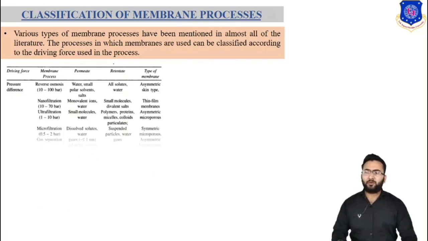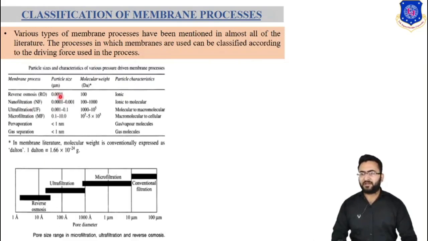These processes have different pore sizes. For example, reverse osmosis has a 0.001 micrometer pore size, whereas for nanofiltration the pore size is 0.0001 to 0.001 micrometer. The pore size of ultrafiltration is 0.001 to 0.1 micrometer. For microfiltration, the pore size is 0.1 to 10 micrometer, and for pervaporation and gas separation, the pore size in the membrane is less than 1 nanometer.